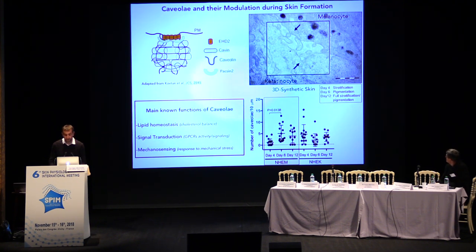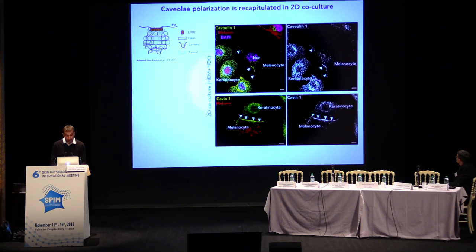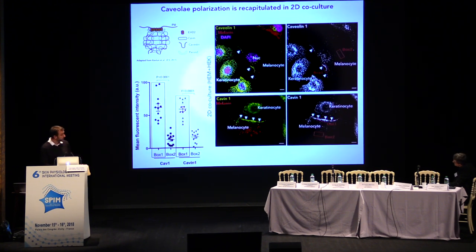So to ease our project a bit, we decided to use a simpler system, a 2D co-culture system. Here we used primary human melanocytes and keratinocytes, and we immunostained using antibodies targeting caveolin 1 or cavin 1. This is the white spots you can see here. What you see is this linear pattern at the plasma membrane of the melanocyte that is facing the keratinocyte, somehow recapitulating what we have observed in tissue. We can quantify this, and indeed we have much more enrichment of caveoli number at the plasma membrane of the melanocyte that is facing the keratinocyte.